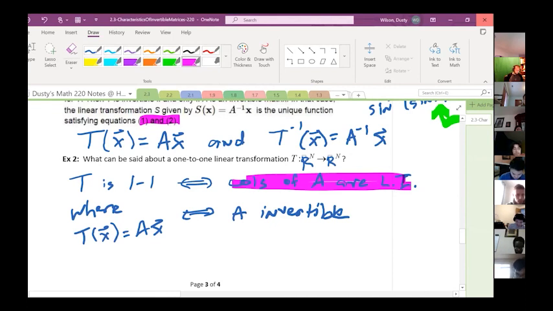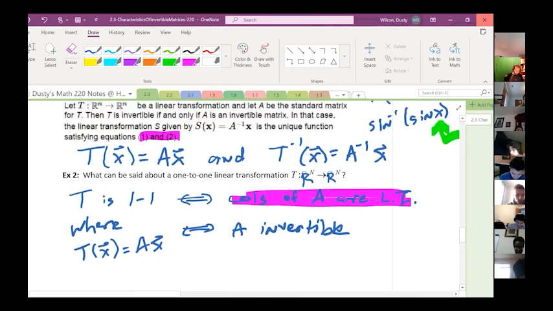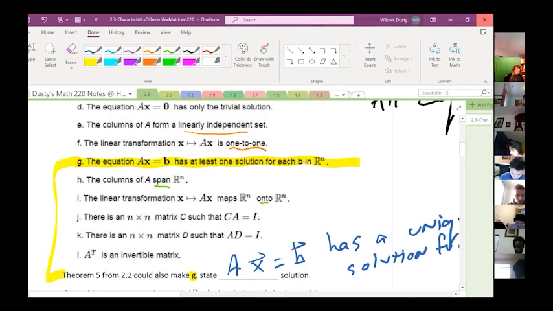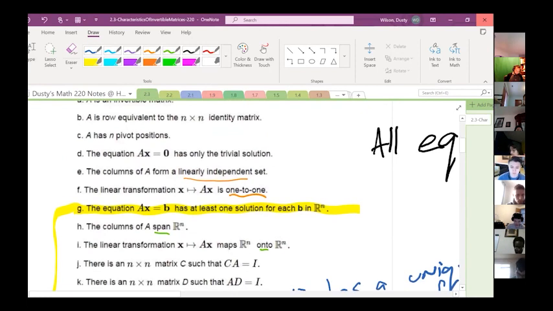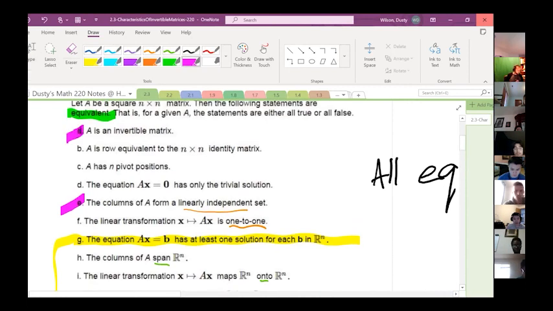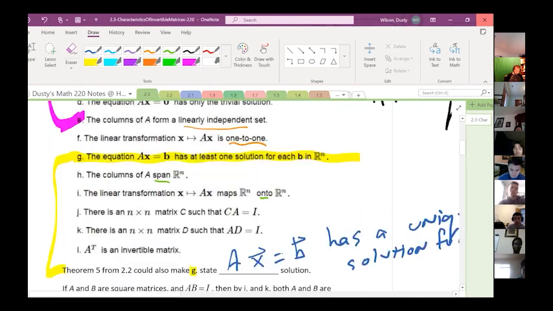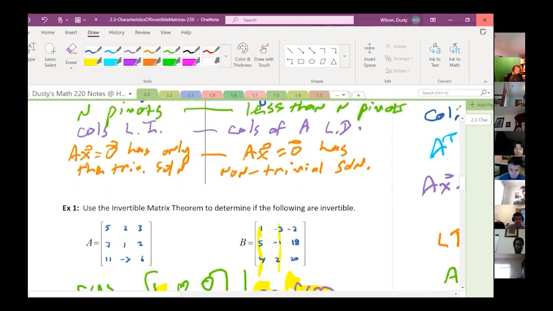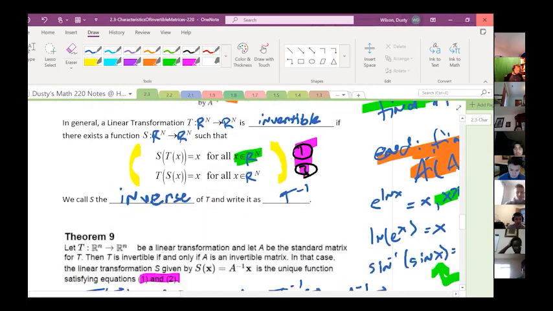So if the columns of A are linearly independent, then we should be able to go back to our equivalent statement. Columns of A form a linearly independent set. That lets us jump to the idea that A is an invertible matrix. So we went from T one-to-one to here, and then we can jump up to A being an invertible matrix.